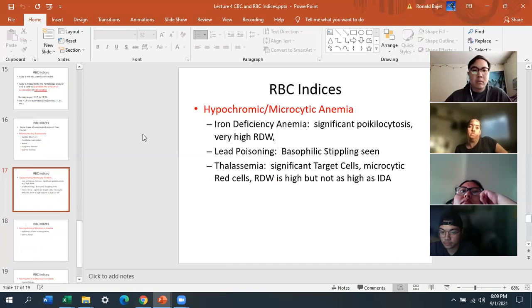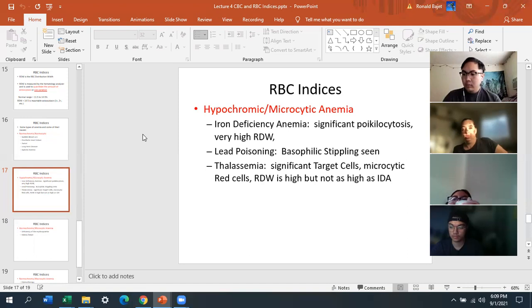Hypochromic microcytic, we already went over one main one, and that's iron deficiency anemia. A lot of poikilocytosis, remember, and a very high RDW. Those are the two hallmark indicators for iron deficiency anemia. I'm going to give you a smear and ask, what anemia do you think this is? And you'll say iron deficiency anemia. And then I'll ask you, what type of anemia is this? Your answer will be hypochromic microcytic. The type is hypochromic microcytic.